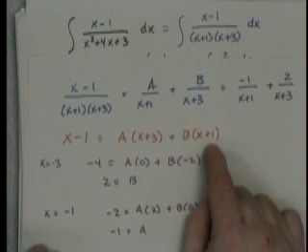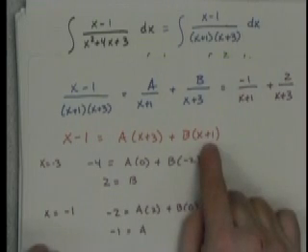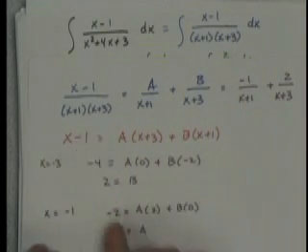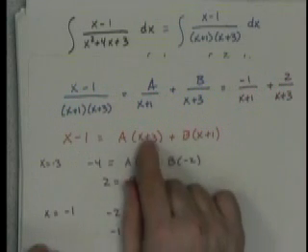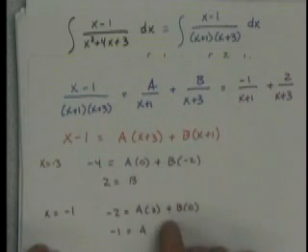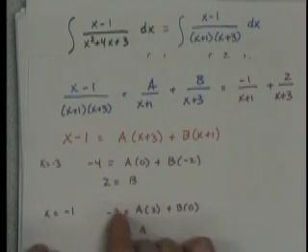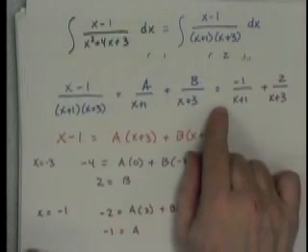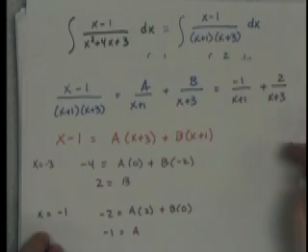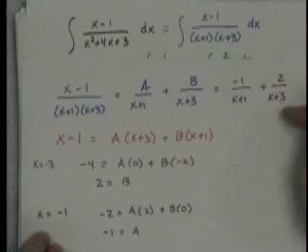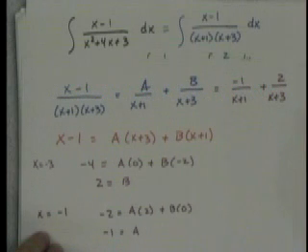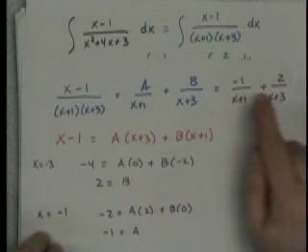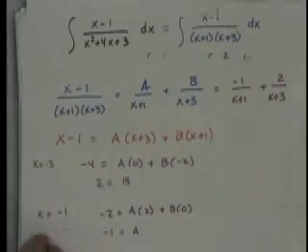Then I do the same thing with the other factor. Let x be negative 1. Negative 1 minus 1 is negative 2 on the left side. x plus 3 becomes 2. So I get 2A equals negative 2, so A is negative 1. And then I put those back up. So my rational expressions become negative 1 over x plus 1 and 2 over x plus 3. Is that okay with everyone?